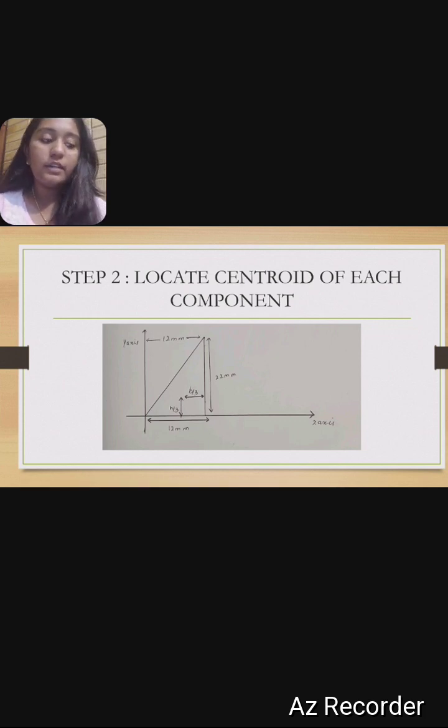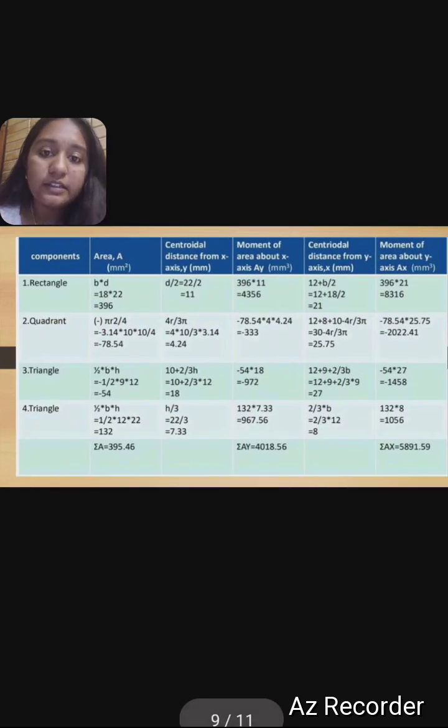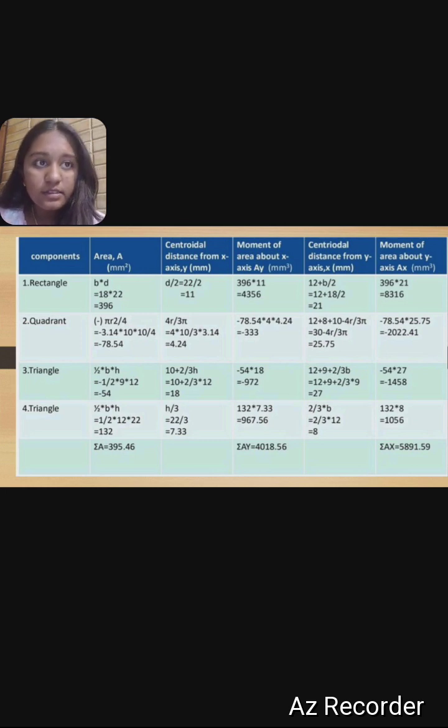So now let's look at the table. In the table we have 6 columns. Those are components, area, centroidal distance from x-axis, moment of area about x-axis, centroidal distance from y-axis, and moment of area about y-axis. Now in this, the first component is the rectangle. In the rectangle, to know the area, we multiply b into d, that is 18 into 22, and we get 396.